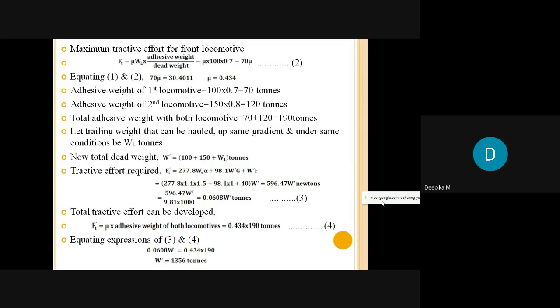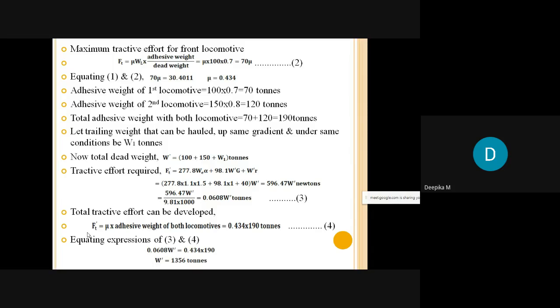Then in this first case, what I have calculated is the total dead weight which will be drawn by the two locomotives. So what will be the total dead weight then? Here it will be 1356 ton. With the 100-ton locomotive, it was drawing 400 ton. When I add two locomotives, then what would be the total dead weight it can draw? It can draw 1356 ton.